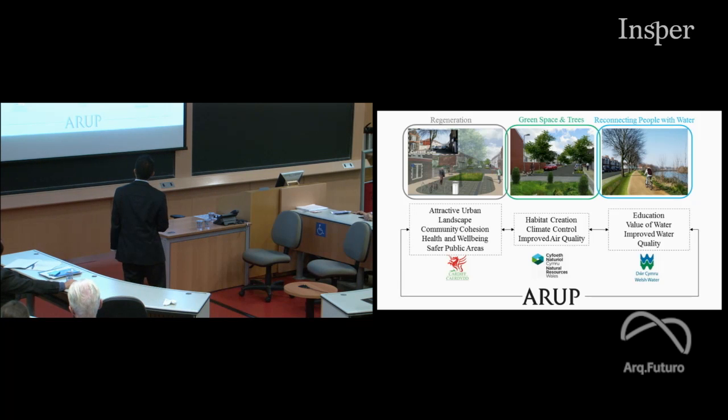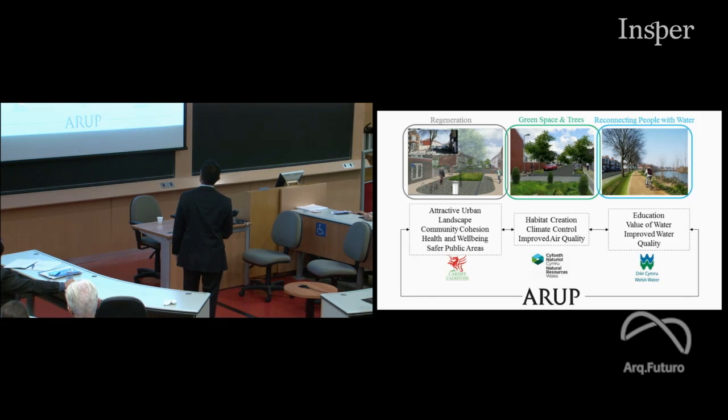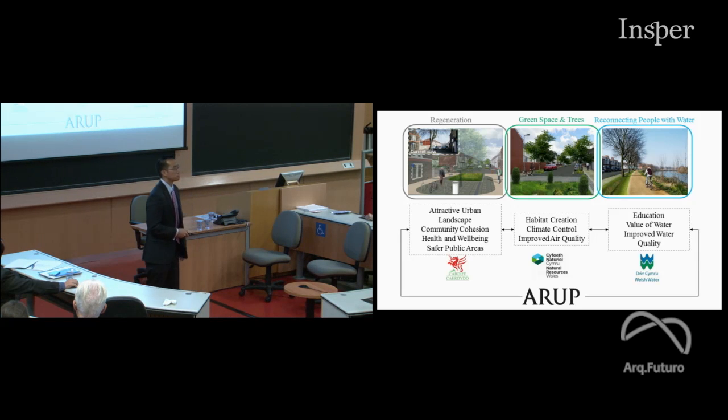So what we did was bring the 3 of those groups together and said, rather than each of you spending, let's say, $1 to do this, $1 to do this, $1 to do this, why don't you just spend $1 to do all 3? So we have regeneration, we have green space and trees, and we have reconnecting people. And this is a collaborative model that we're seeing across other cities as well. And I'll talk more about that.